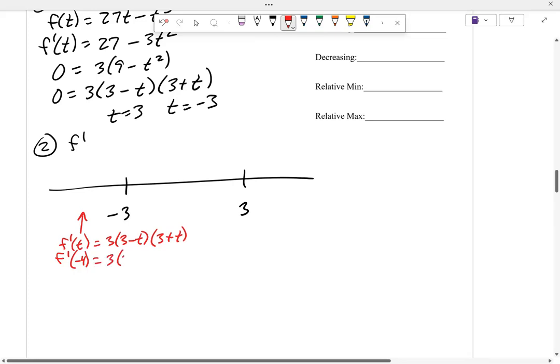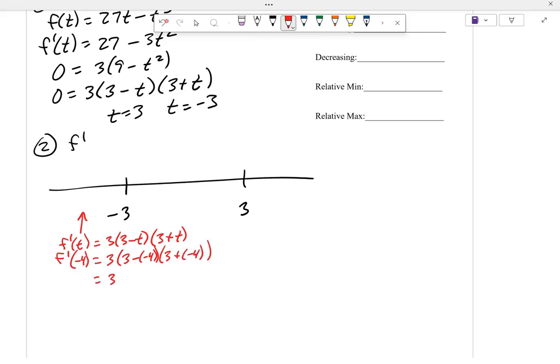So we got 3 times 3 minus a negative 4, times 3 plus a negative 4. So we got a positive times a positive 7. 3 minus 4 is a negative 1. So it looks like this just ends up being a negative 21. So we're less than 0. The derivative is negative, so the original function must be decreasing because all the slopes of the tangent lines are negative to the left of negative 3. Now we're going to throw in something between negative 3 and 3.